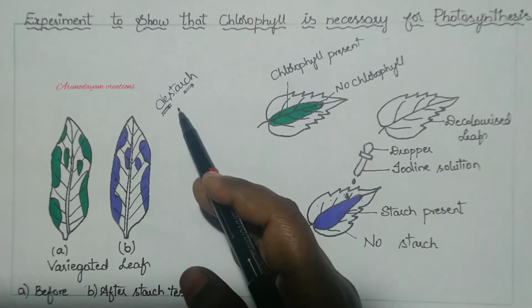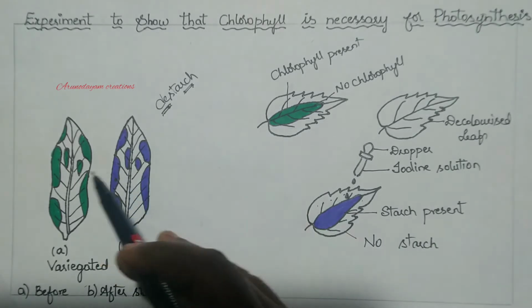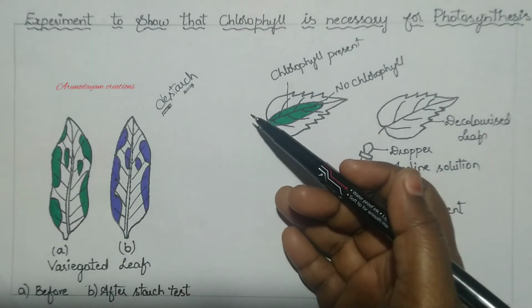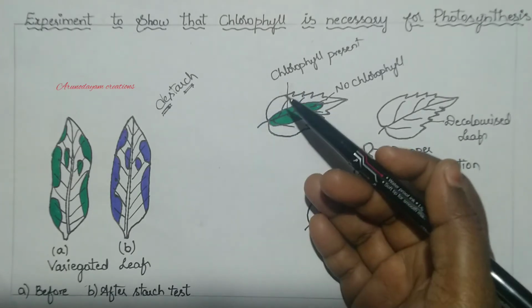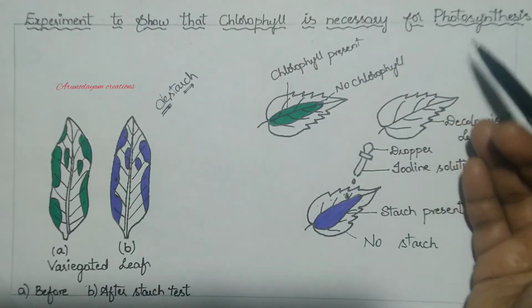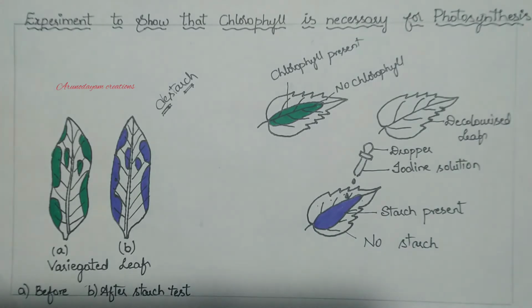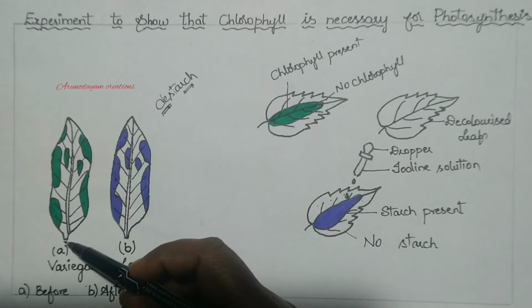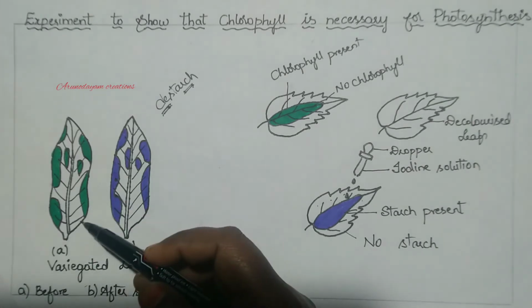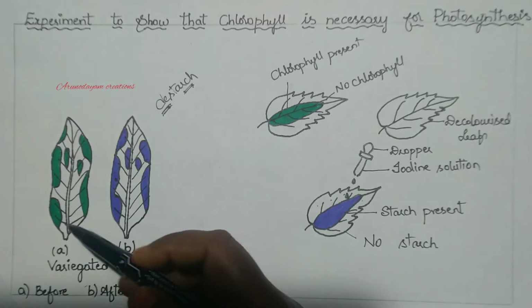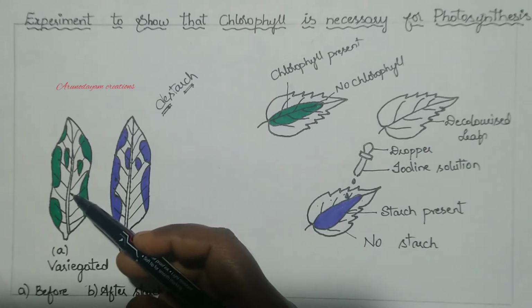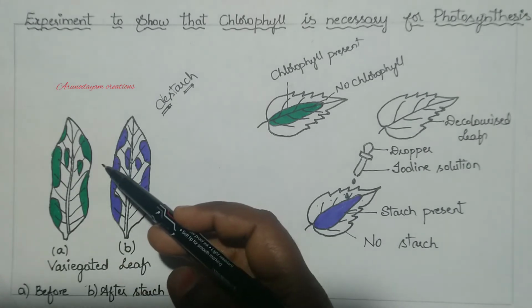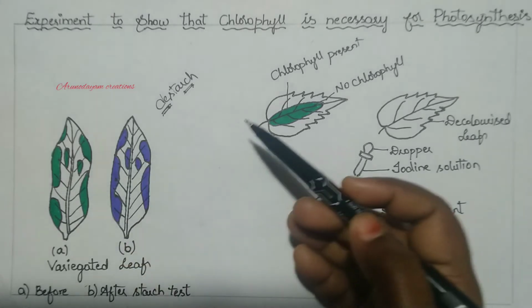After destarching the plant, we have to put this potted plant in sunlight for 3 to 4 days. Within these 3 to 4 days, the plant will perform photosynthesis and produce food material. After 4 days, we have to pluck any one leaf from the potted plant, and we have to perform a starch test on this leaf. So how do we perform the starch test?